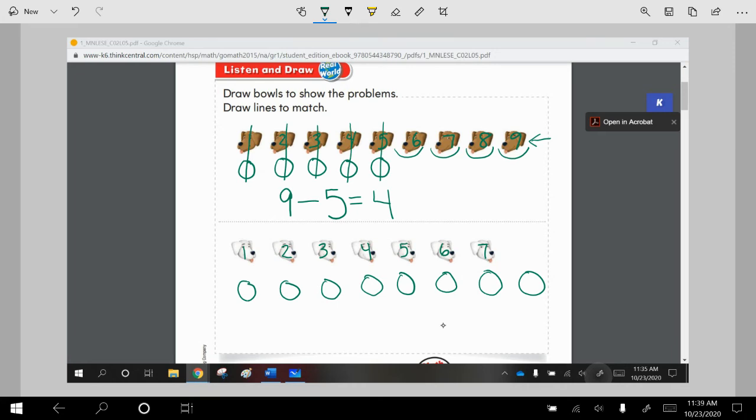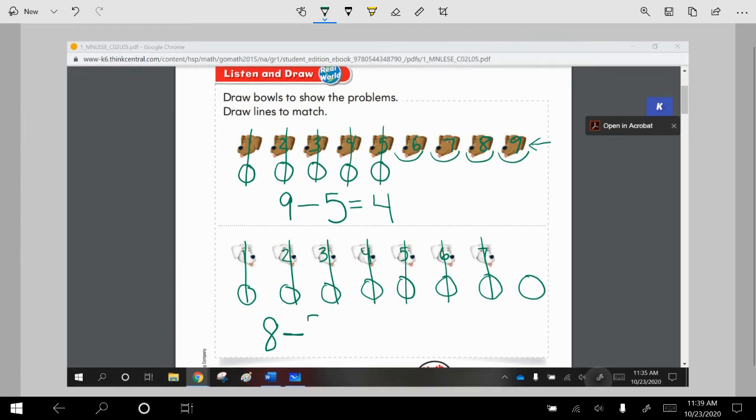We start with our 8 bowls, because that is the larger number. We are comparing, so we know we are subtracting. And now we draw a line through our shapes that have a match to see how many we are taking away. We are taking away 1, 2, 3, 4, 5, 6, 7.